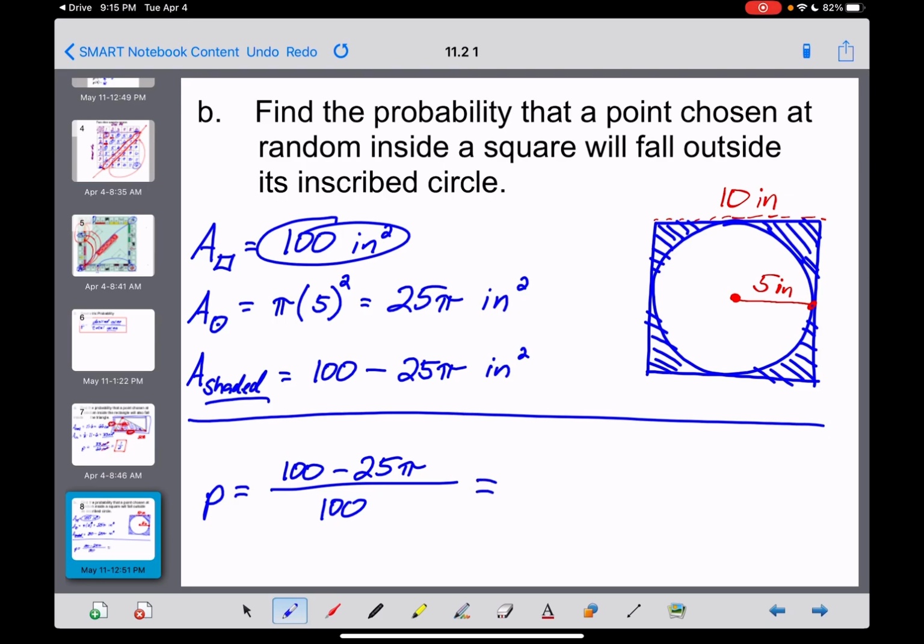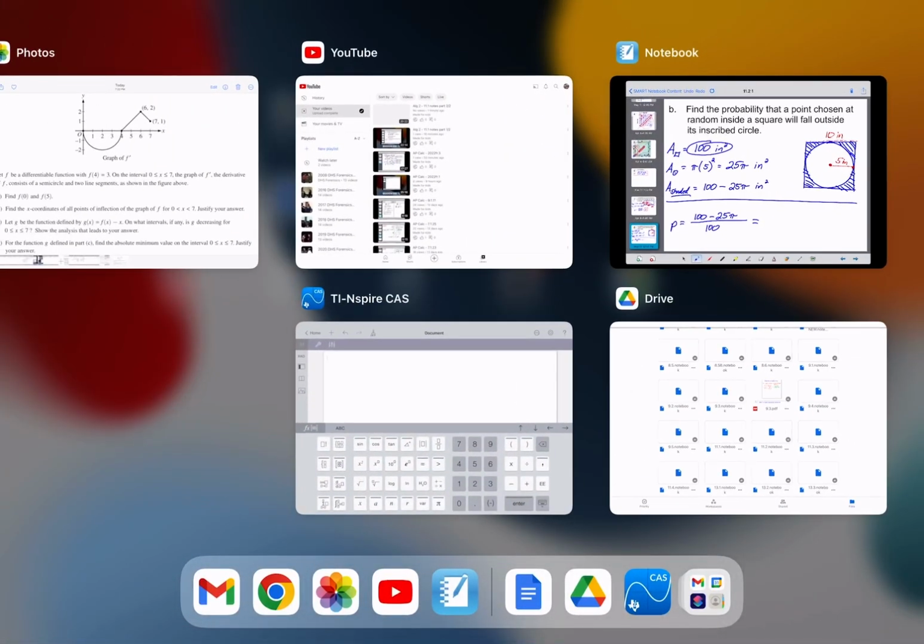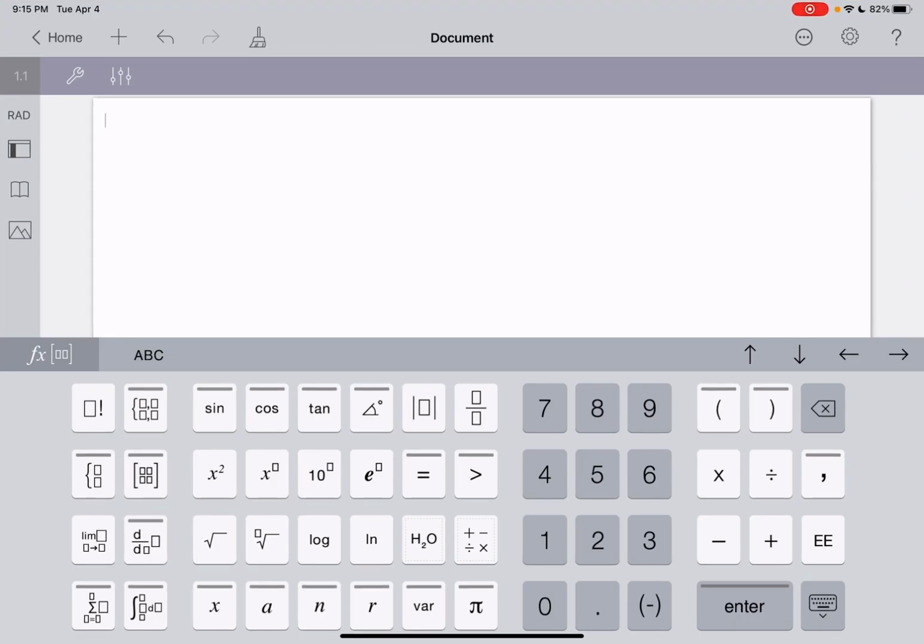So let's very carefully, guys, go to our calculators and let's do this right. I would definitely do a stacked fraction. Okay, so for you guys, alpha and then the x key right there. And then I would type in the 100 minus the 25. Where's my pi button? There you go. 100 minus 25 pi all over 100.